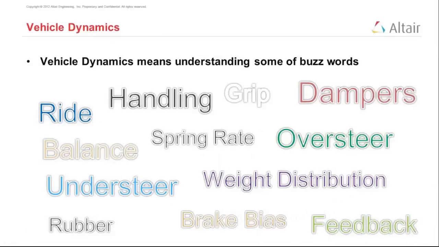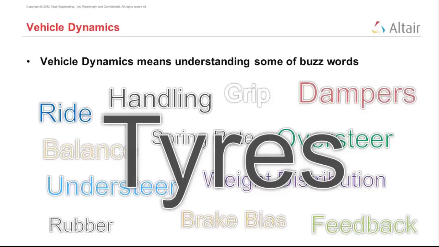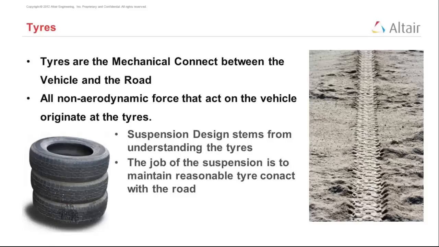So moving beyond the demo, the buzzwords that you read or hear about when it comes to vehicle dynamics are ride, handling, grip, oversteer, understeer, weight distribution, brake bias. What these words signify is important to know, but probably the most important thing that a vehicle dynamicist should understand is tires, because tires are the base cause of all the other characteristics that we talk about when we do vehicle dynamic simulation. What are tires? Tires are simply the mechanical connect between the vehicle and the road. The tires are the only point of contact between the vehicle and the road.